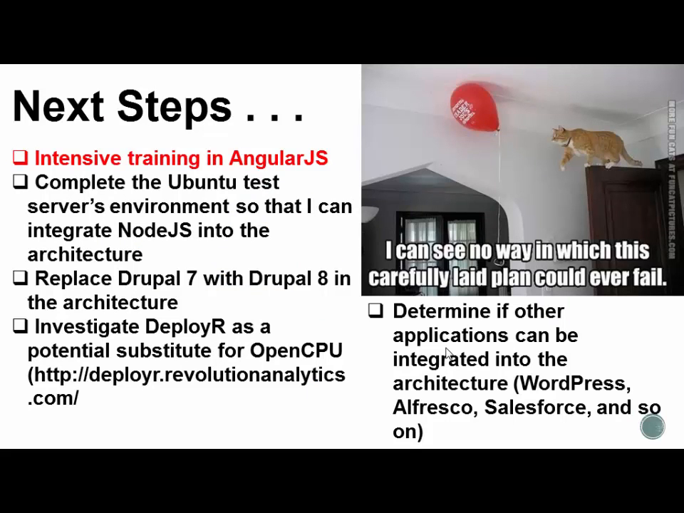So this is what I'm looking at for next steps. Again, try to work on my knowledge of AngularJS. I realize I need to do that more. But also replacing Drupal 7 with Drupal 8, because it seems like it works better. So you folks that use REST services, which one do you find works better, Drupal 7 or Drupal 8?